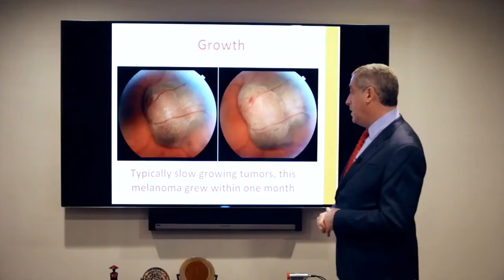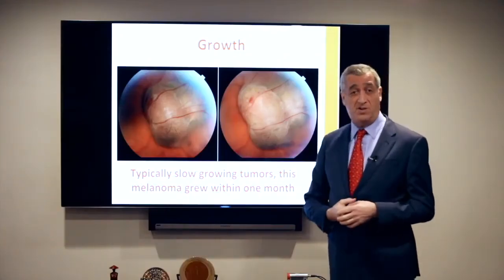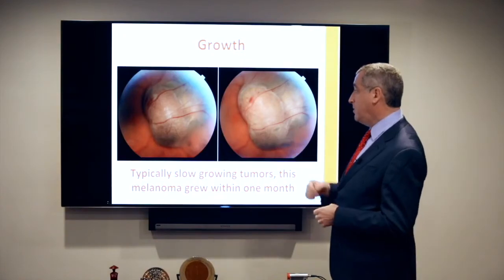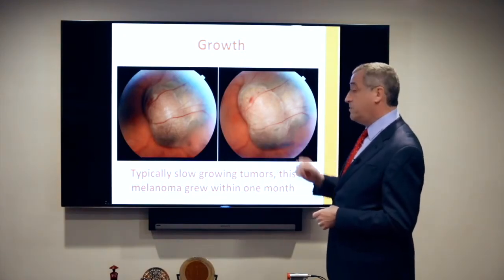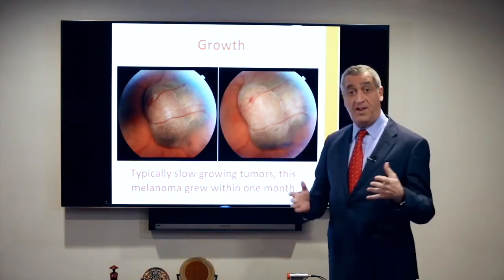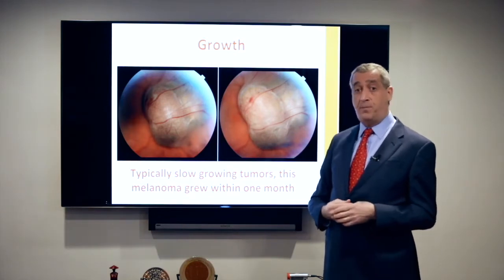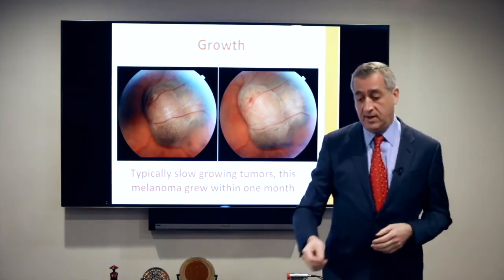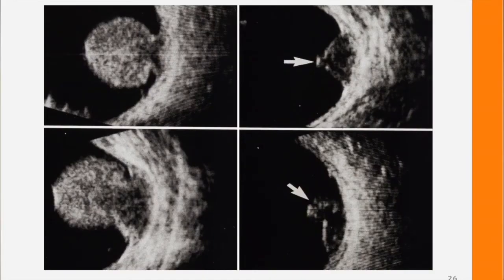But typically melanomas are slow growing. This particular tumor that we just saw grew this much in a month. And as I said, growth is perhaps the most important finding in diagnosing a melanoma. Also, that mushroom shape that I talked about comes in different sizes and distributions.